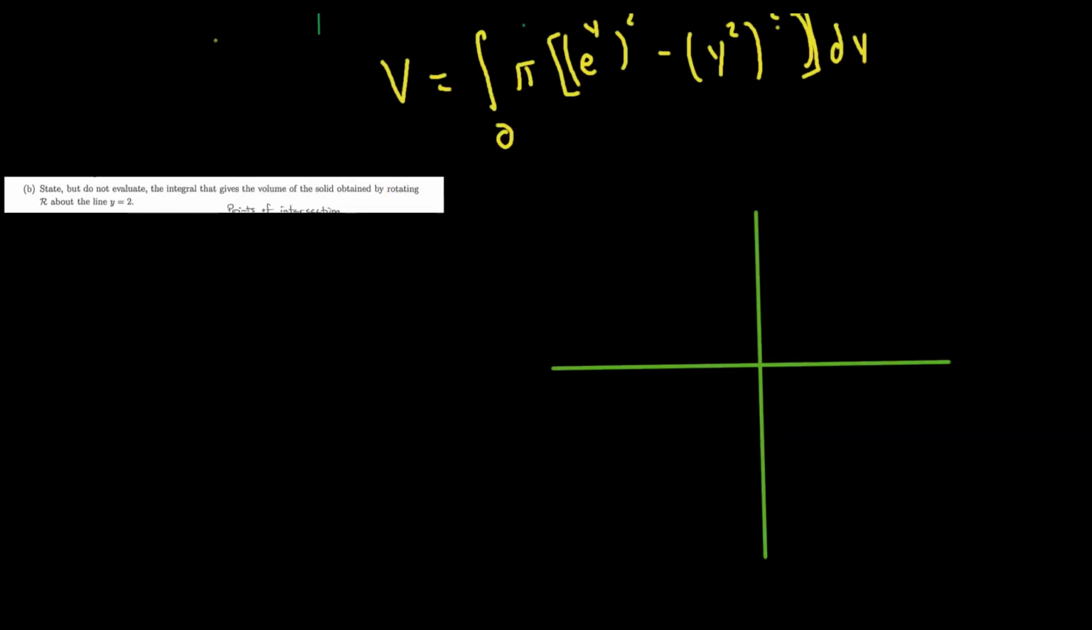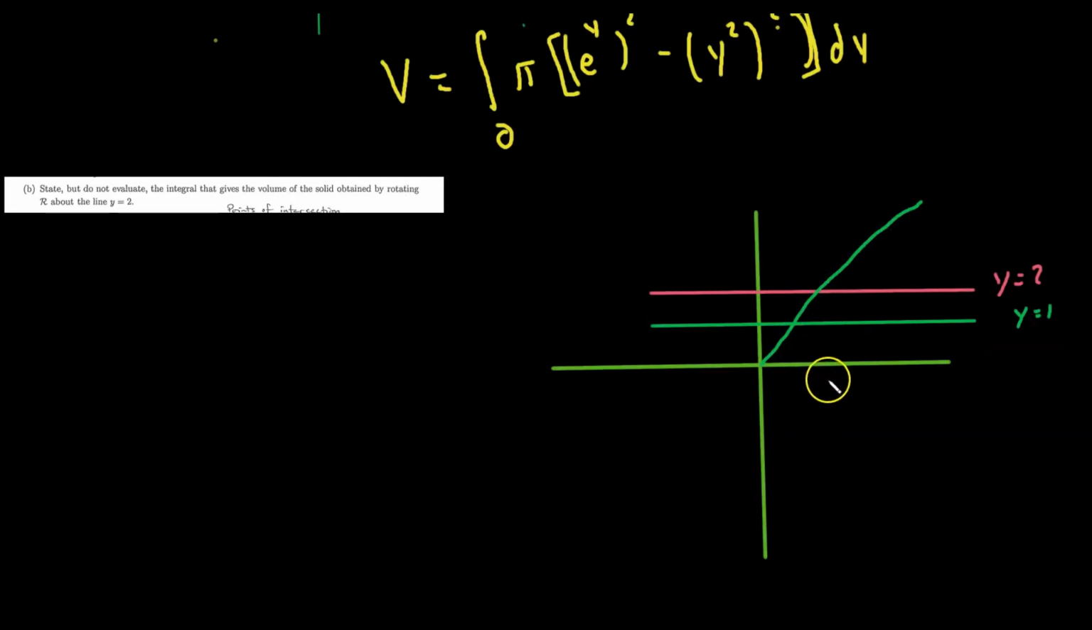So we're no longer rotating about the y-axis. We're rotating about a specific line, and I'll draw it here. It's y equals 2. Now let's draw the plots we had before. We'll draw them in blue. So we had y equals 1, and then we have root x and ln x. So this is our region that we're going to be rotating about the y equals 2 line.